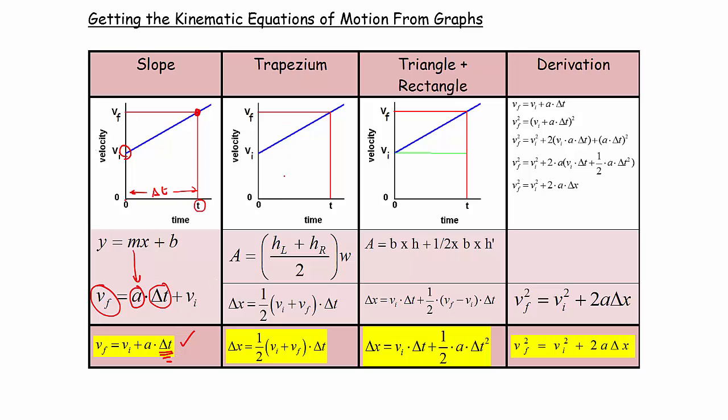Okay, let's look at the same graph, and now let's say, well, what about the area under the curve? That was supposed to be displacement. Well, the area of this is a trapezoid. So it's the average height times the width. So we have the two heights added together divided by 2 times the width. So I get a half VI plus VF times the time interval, delta T.